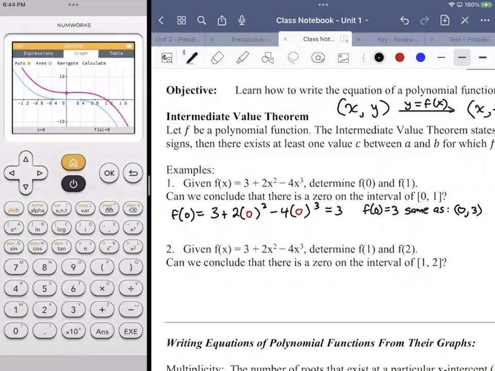I'm going to do the same thing with a 1. And just run through the 1. One is also a nice number, okay? Because this amounts to 3 plus 2 minus 4. So 5 minus 4 is 1. Again, that means that we're looking at f of 1 is equal to 1. And that's the same as saying coordinates 1, 1.